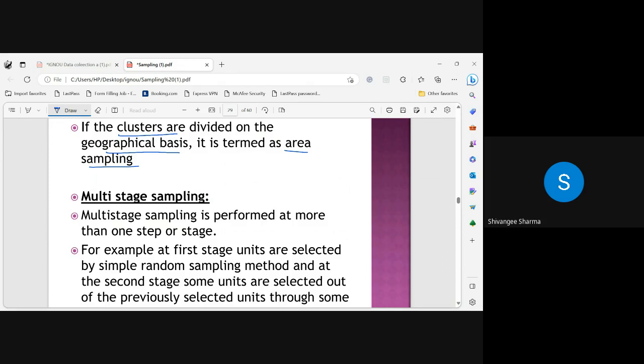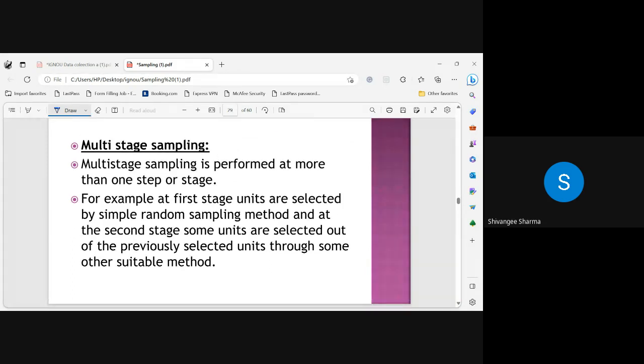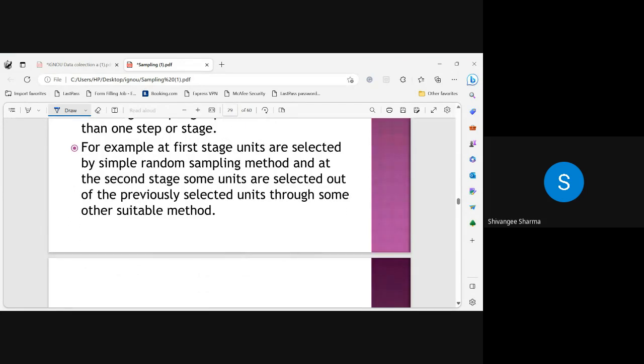Okay. The next is multi-stage sampling. When sampling is done in more than one step, or stages, that is called multi-stage sampling, where you choose groups, then you choose individuals out of groups, then you make other groups. When the size of the population is very large, you have to do multi-stage sampling. And you can use any suitable method which we discussed.